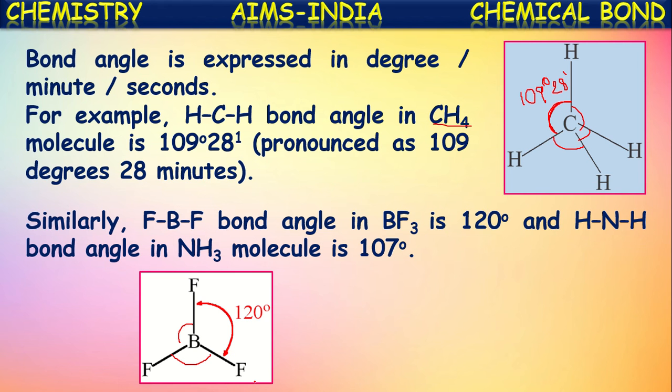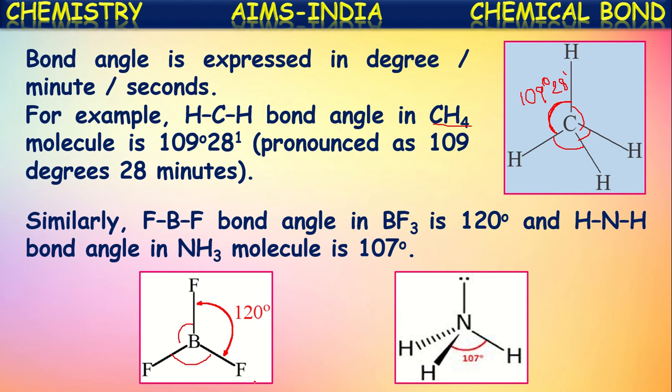In the same way, the HNH bond angle in the ammonia molecule is considered as 107 degrees. Okay. In this way, the bond angle is defined as the angle between the two bonded atoms to the central atom.